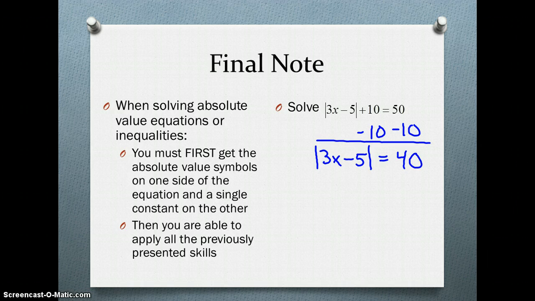Okay. Now we're able to solve it. I'm not going to solve it, but we will set it up. It would be 3x minus 5 equals 40, or 3x minus 5 equals negative 40. And we would go ahead and solve those.